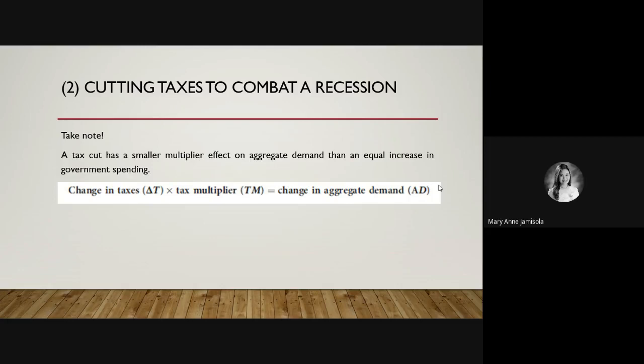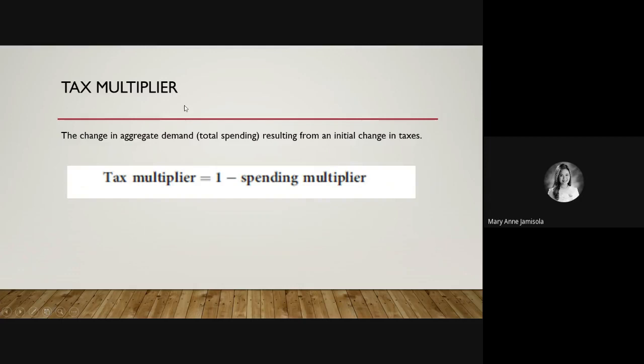So, let's remember this formula. Change in taxes. So, again, this triangle is our symbol for change. Change in taxes times the tax multiplier is equal to change in aggregate demand. Then, tax multiplier is equal to 1 minus spending multiplier. So, the change in aggregate demand or total spending results from an initial change in taxes. So, again, tax multiplier is equal to 1 minus the spending multiplier.